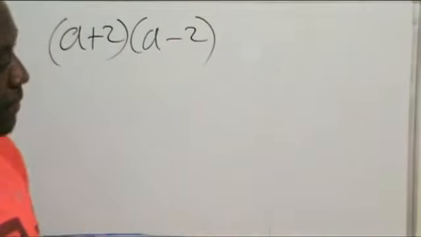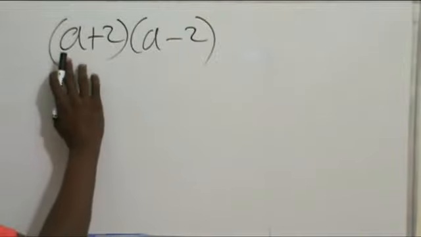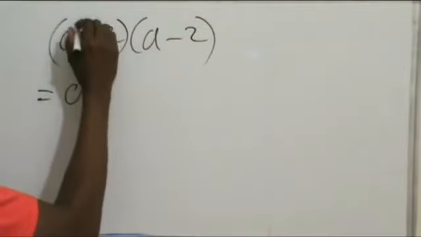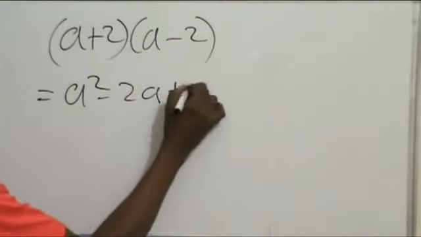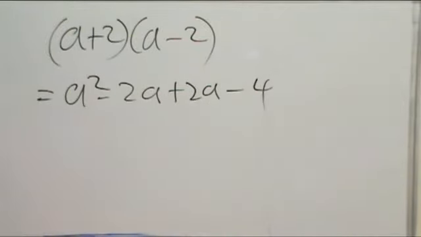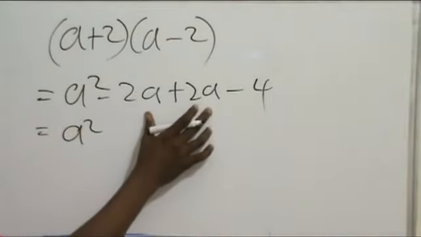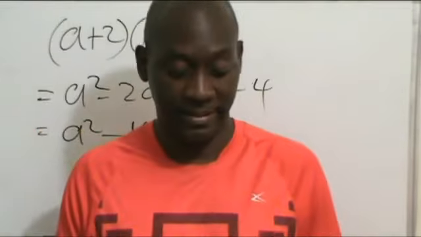So for example, in this question here, we could do the long way or the short way. The long way would be to expand everything out. And if we do that, we'll get a times a is a squared, a times minus 2 is minus 2a, plus 2 times a is plus 2a, and plus 2 times minus 2 is minus 4. And then we say a squared minus 2a plus 2a is 0, minus 4. We could do that and get it correct.